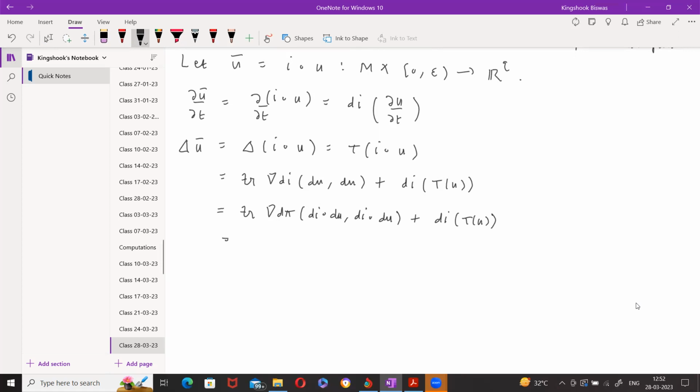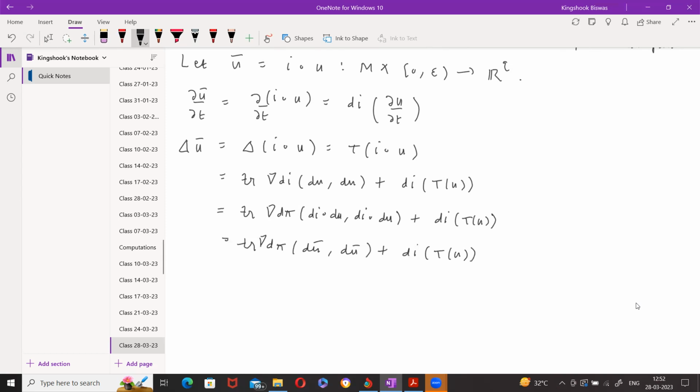So this I can write, this di composed du, by the chain rule, it's d of I composed u, which is d of u bar. So this becomes trace of nabla d pi of du bar plus di of tau u.